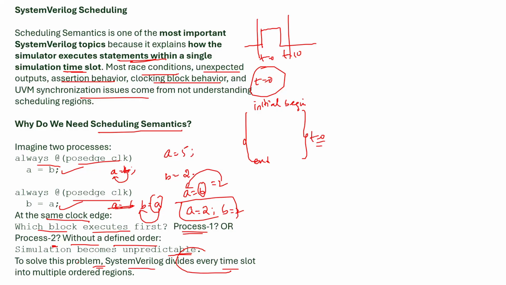Okay, so at the same time, if I'm driving different signals, then my system will get into a confused state. That gives you a race condition. To avoid that race condition, I'm going to schedule different regions. Think of it like I'm one person consulting different people.